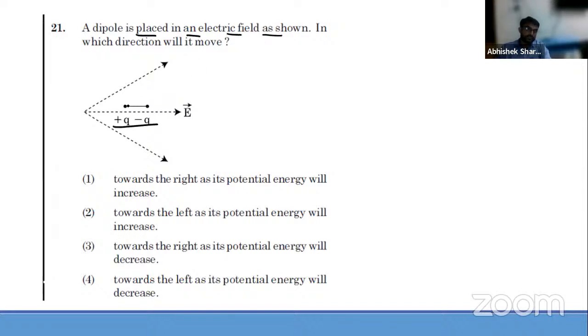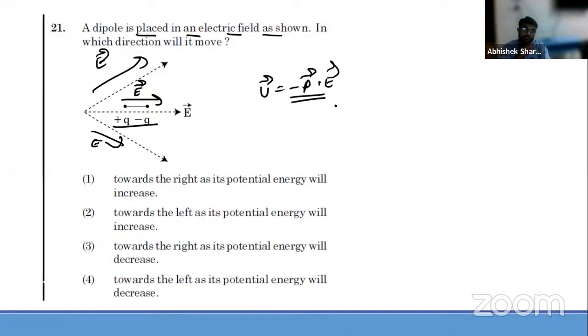Okay, 21. This is, students, they're asking a dipole is placed in an electric field as shown. This is a dipole and it goes from plus to minus, this is the electric field. They're asking in which direction it will move. See, the electric field is in all this direction. Electric field is here also. Electric field is here also. So where will it move? Remember, we also know a formula, a relation, that is U is minus of P dot electric field.